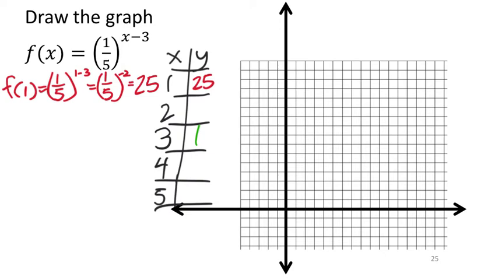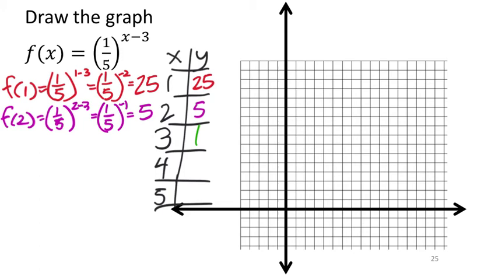All right, what if we made the x value 2? Well, then it'd get (1/5) to the power of 2 minus 3. So that'd be (1/5) to the power of now negative 1. But that just reciprocates the fraction into 5. So we get the ordered pair (2, 5).